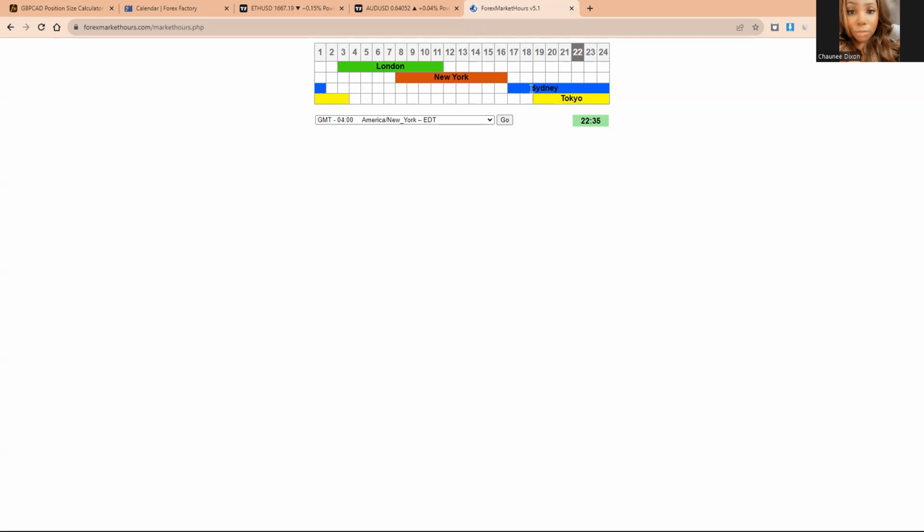Like this is the time where the New York market closes, which is 5 p.m. Eastern. After that 5 p.m. Eastern, traders are closing their positions, people are leaving the market. Your spread will 100%, no matter what broker you have, increase so large. It is not worth holding that trade.